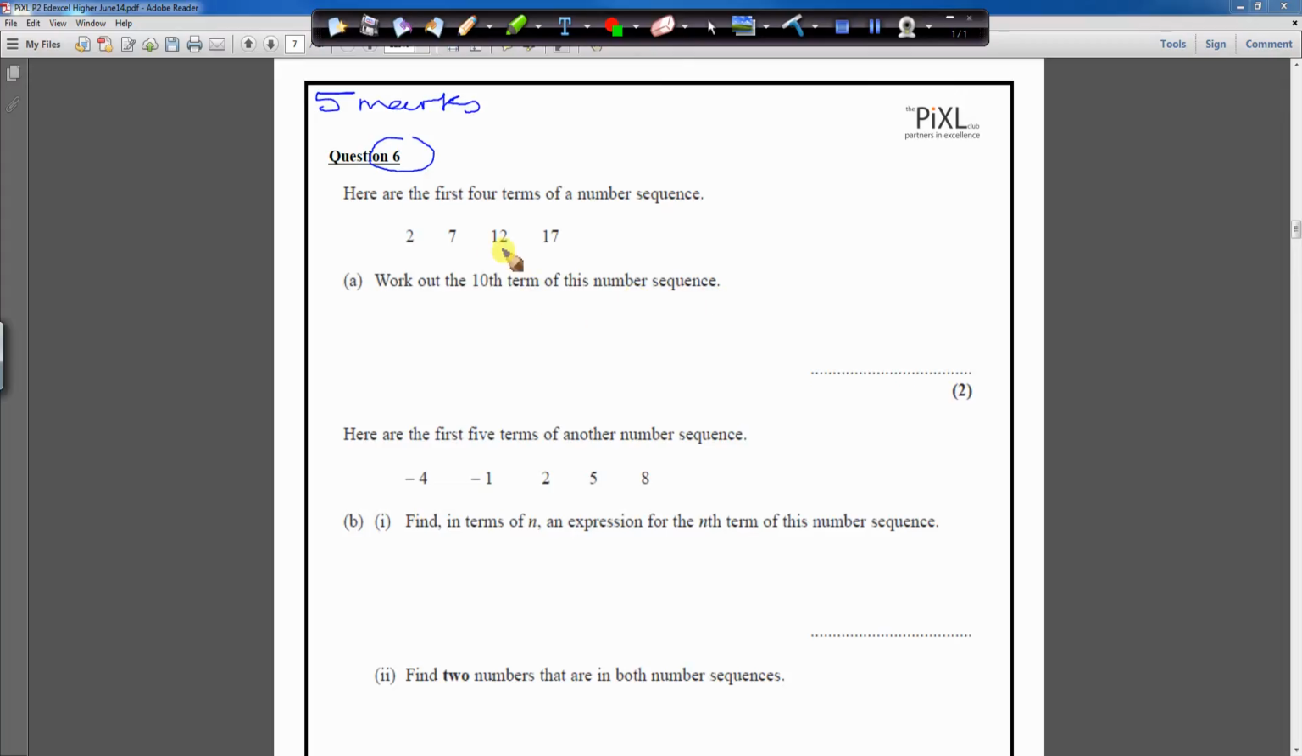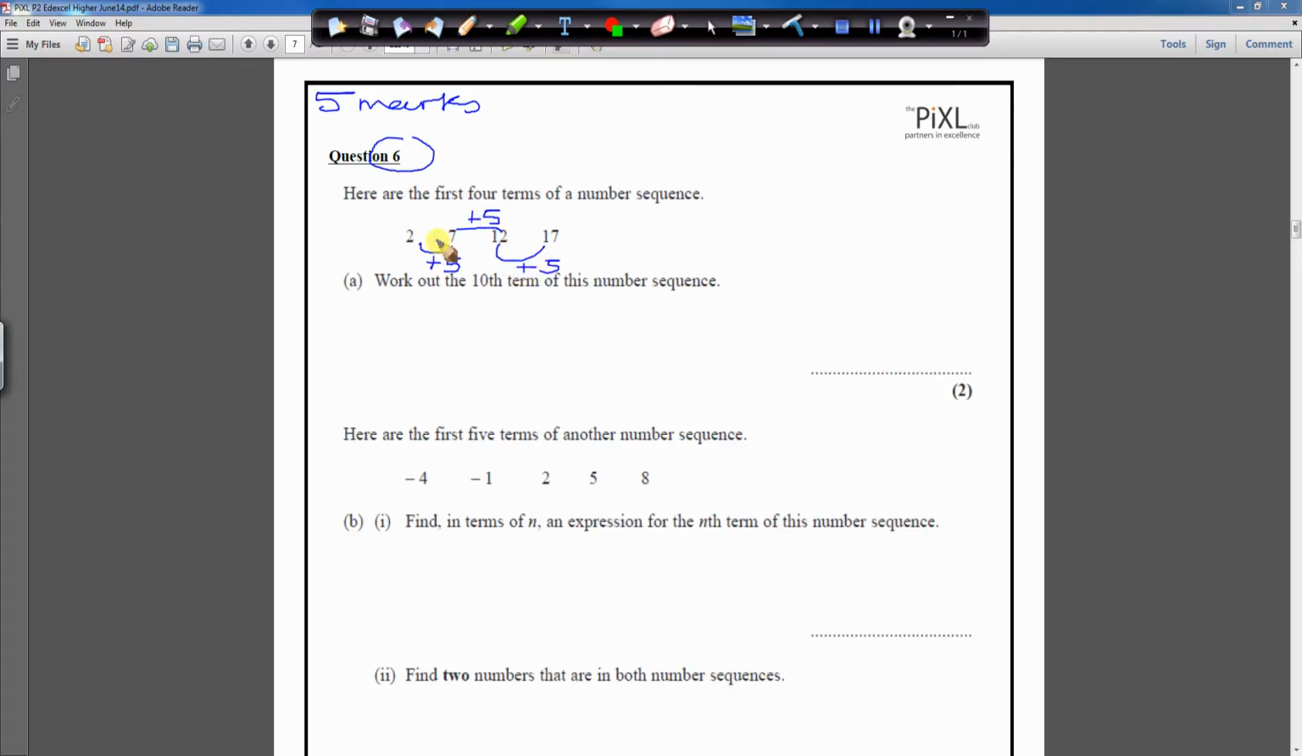Now, we could work out the nth term and work out the 10th term, or we could just work it out manually. It's not going to be that much effort. Let's first look at the jumps. So 2 to 7, we are adding 5. 7 to 12, we are adding 5. This is called a linear pattern, where the difference is 5 each time.